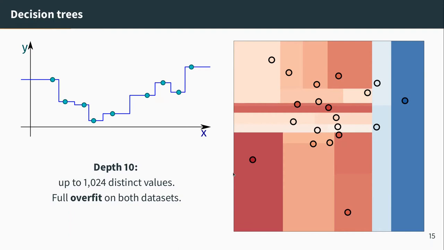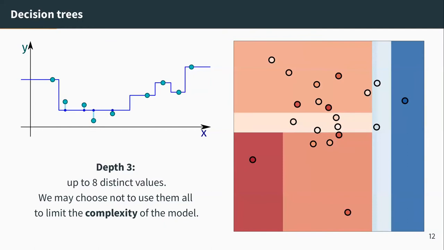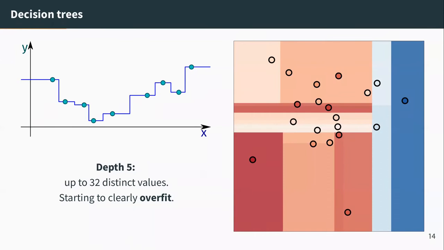So maybe what is striking in this example is how quickly we switched from something that made sense, depth 2, and immediately we overfitted. Okay, and that's because the number of possible values is exponential with respect to the depth. So it's 2 to the power of the depth. And we have zero mechanism in place here to enforce some kind of smoothness between two distinct values.